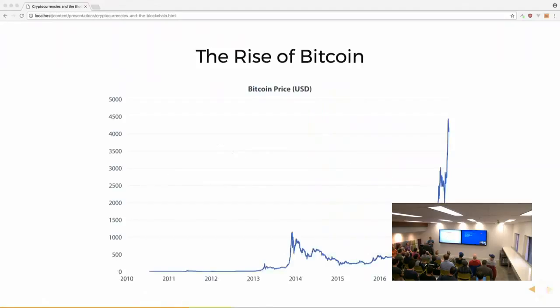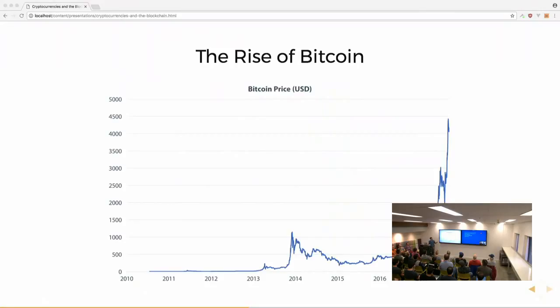So I'll talk a bit about Bitcoin specifically, just because it's the best known and the most widely used. And I don't want to focus too much on price. Again, nothing I'm saying should be considered investment advice, but focusing on the price is useful for telling the story of where it's come from.